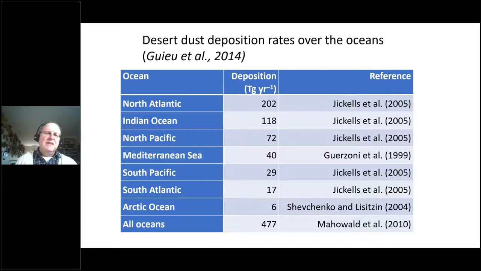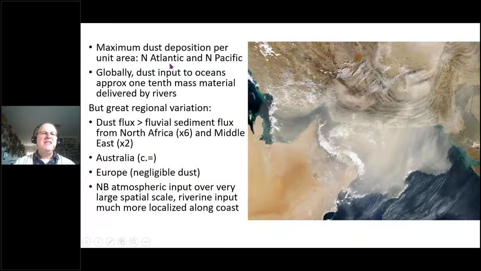However, I think it's fair to say that maximum deposition occurs in the North Atlantic, the Indian Ocean, and the North Pacific. They're the three big ones. And globally, this number here at the bottom, all oceans, roughly, we're talking about 500 million tons of desert mineral dust deposited over the oceans each year. These are absolute numbers. In relative terms, dust deposition per unit area is at a maximum in the North Atlantic and the North Pacific.